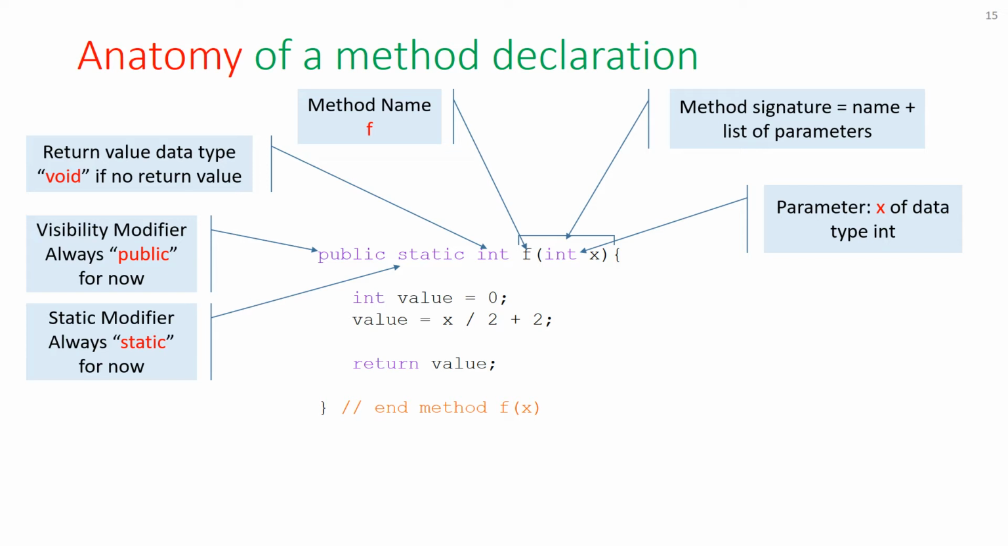One takes a double, one takes a string, okay? So whereas the name of the method doesn't always have to be unique inside the class, the signature, the combination of the name and the parameters list and data types, has to be unique. This whole thing here is called the method header.